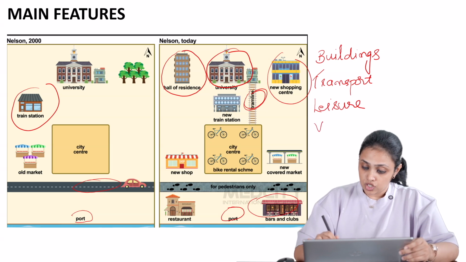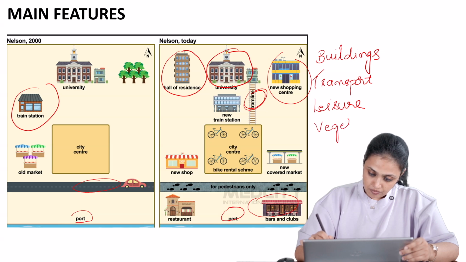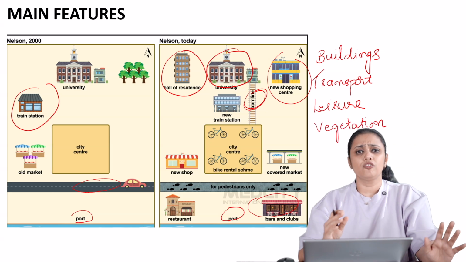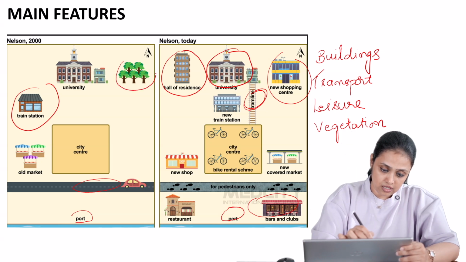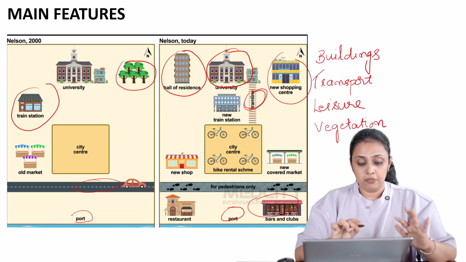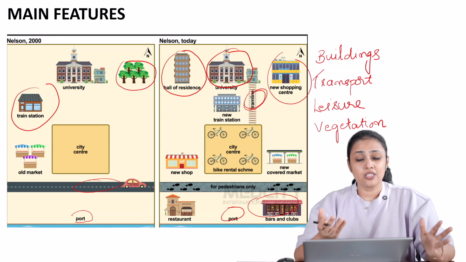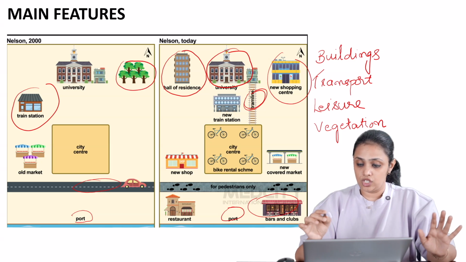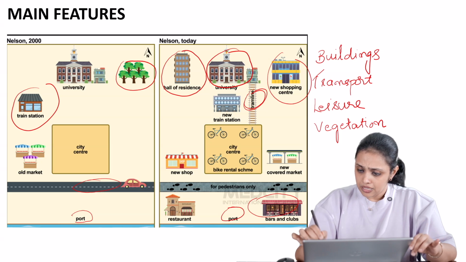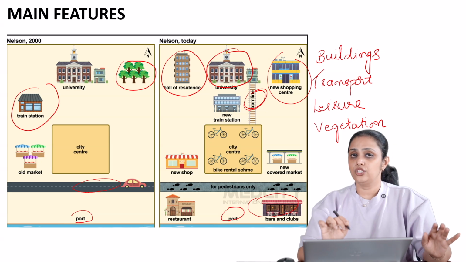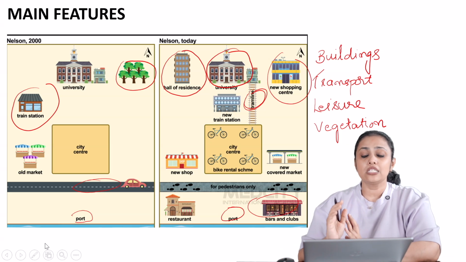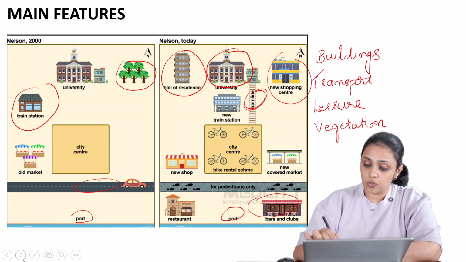Then it can be vegetation. Vegetation means it's a collection of plants or trees, as you can see here. It can be trees, forests, then farmlands, orchards. All these fall under vegetation. So these are some of the common categories or features that you get to see in a map. Now let's see what kind of words can be used associated with each of these categories.